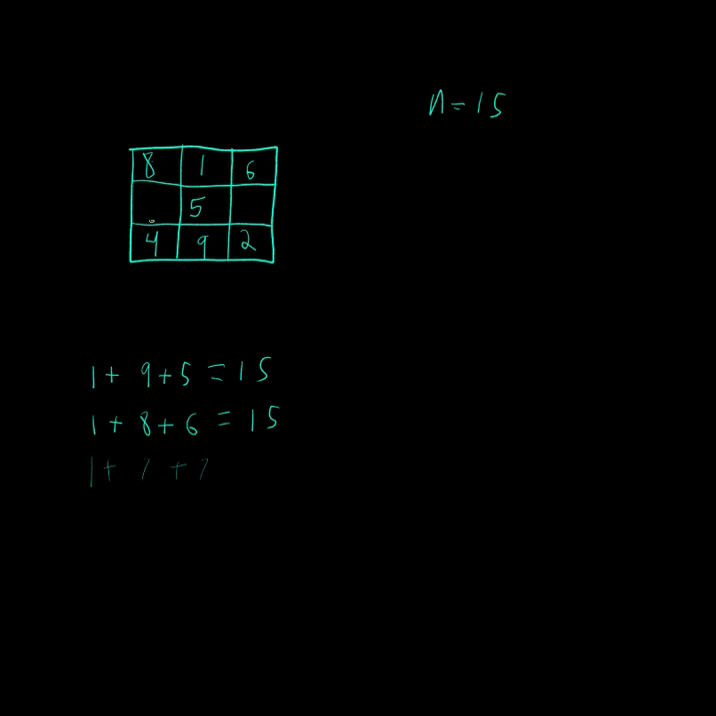So 8 plus 4, that's going to give me 12. I need a 3 there. 6 plus 2 is 8, so in order to get 15, I need a 7 there. So here, without guessing, we found our magic square.